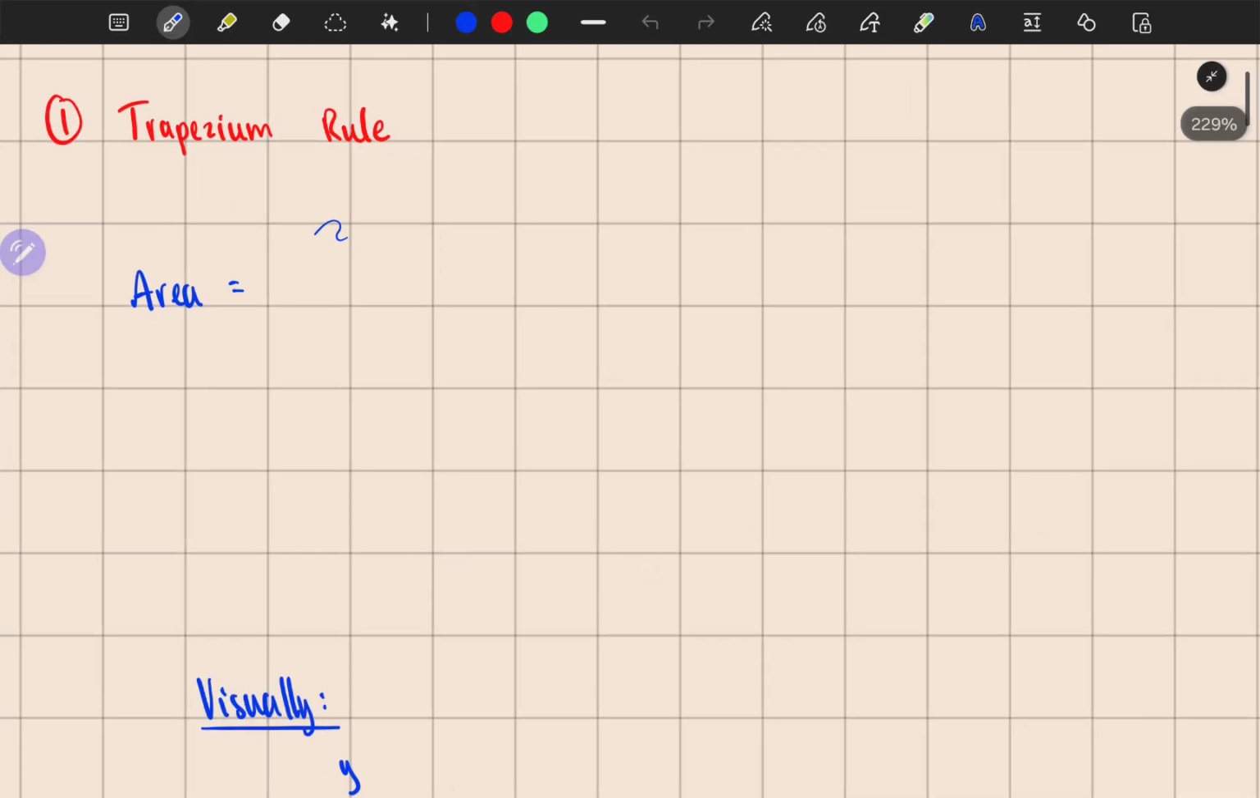So say that we're taking the area from two different points. So it'll be x0 to xn. This is a slightly different notation to what we're used to. The x0 just means the first x value, and then xn is the last x value.